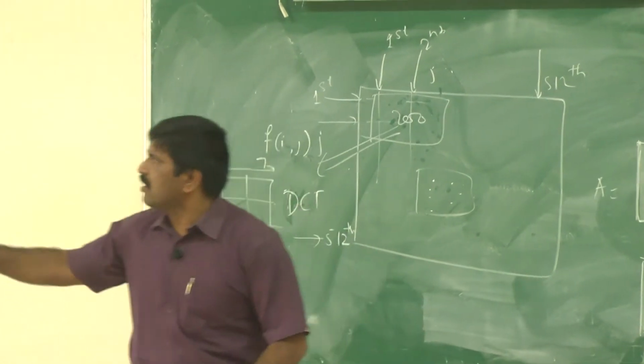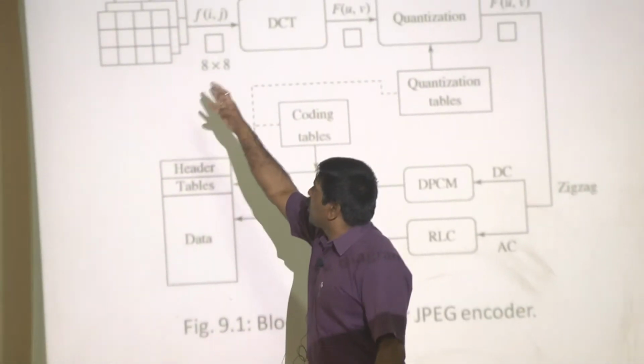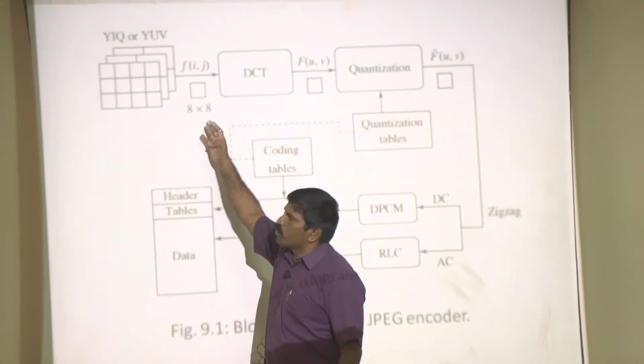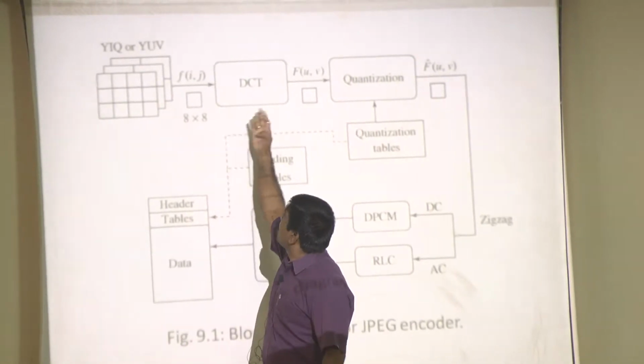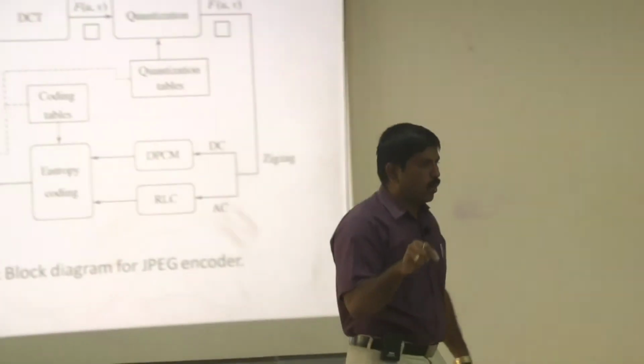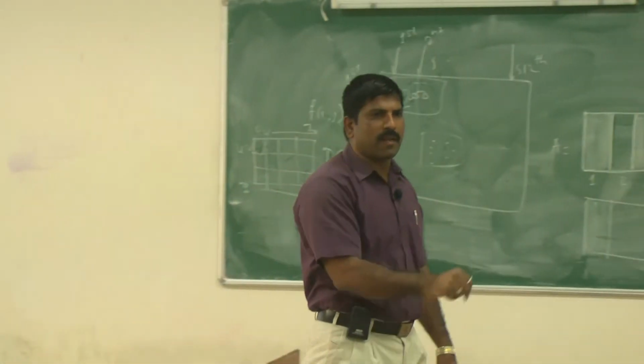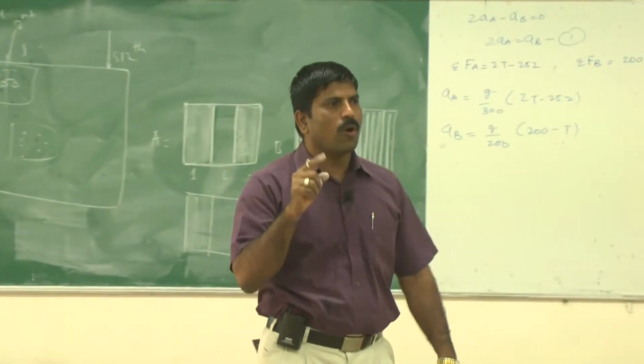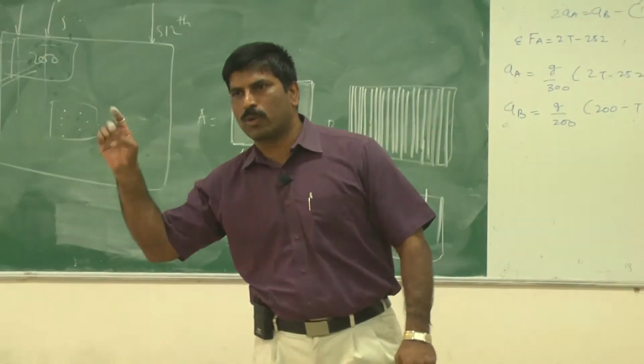So here, after dividing the original image into 8 by 8 blocks, you are taking the DCT of each block. Now the question is why the 8 by 8 size is selected. Why not 4 by 4, or 16 by 16, or 20 by 20?